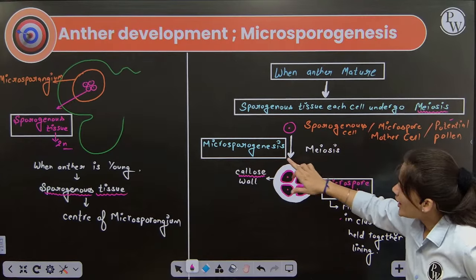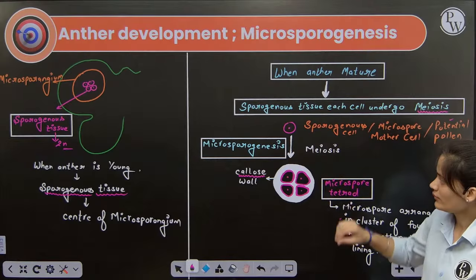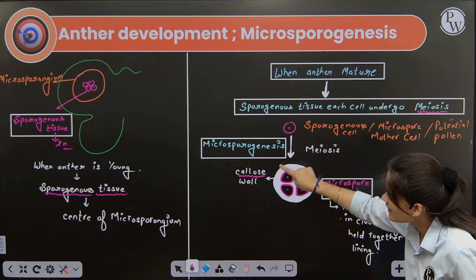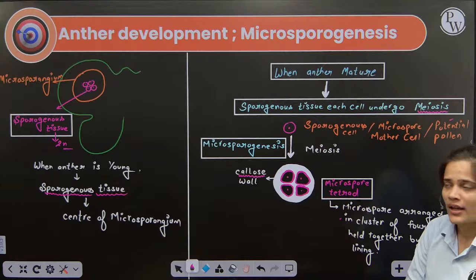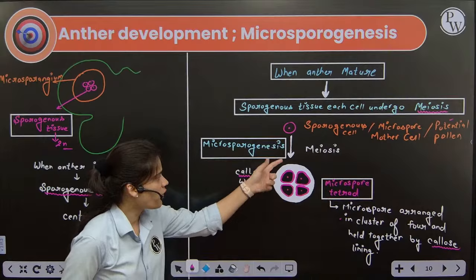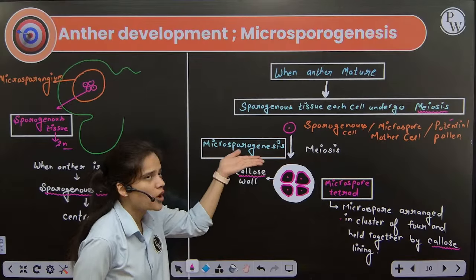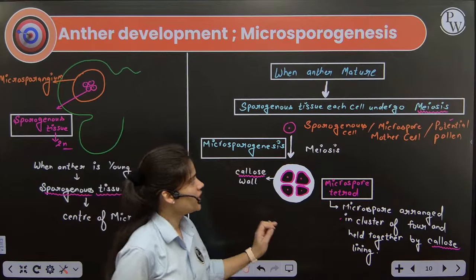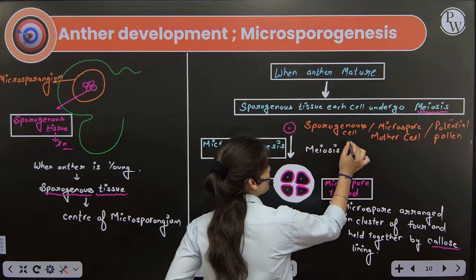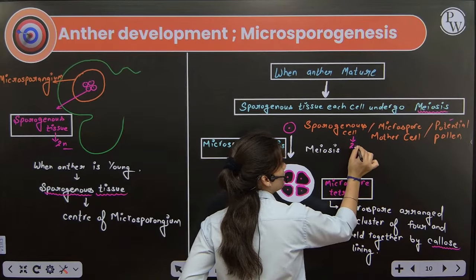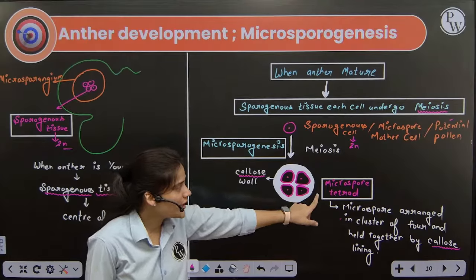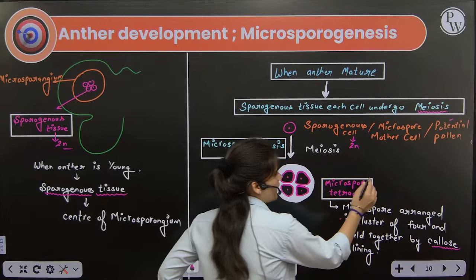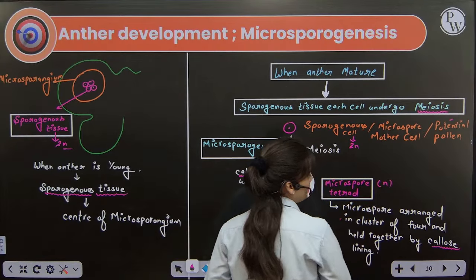Now, what is microsporogenesis? The sporogenous tissue cell undergoes meiosis division. As a result, microspores are formed. That process of formation of microspores is known as what? Microsporogenesis. So, can you please tell me, if the sporogenous tissue cell is diploid, 2n, what is the ploidy of these microspores which are formed after meiosis division? They are haploid.